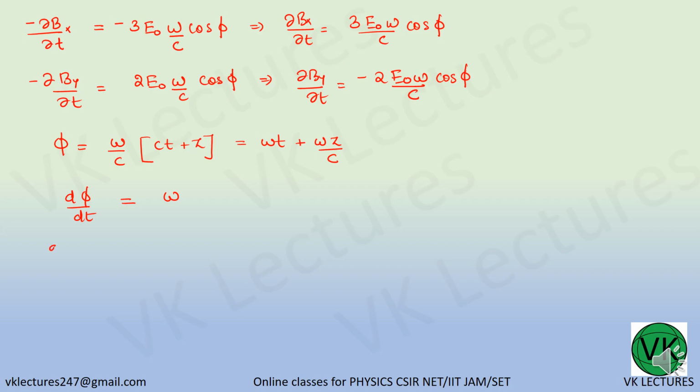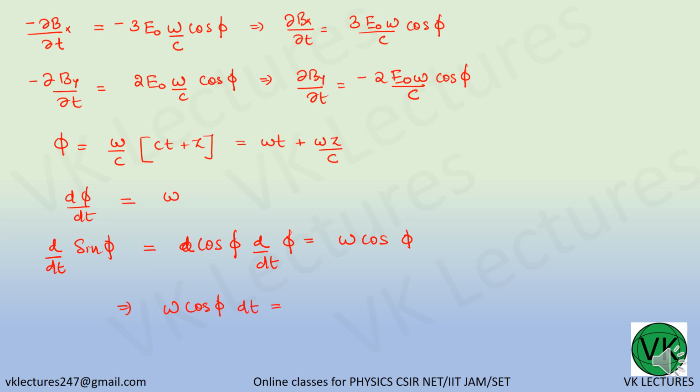Now let us find what is d by dt of sin phi. d by dt of sin phi is nothing but cos phi times d by dt of phi. So that's equal to, d by dt of phi is nothing but omega. So omega cos phi, or we can write it as omega times cos phi dt equal to d of sin phi.